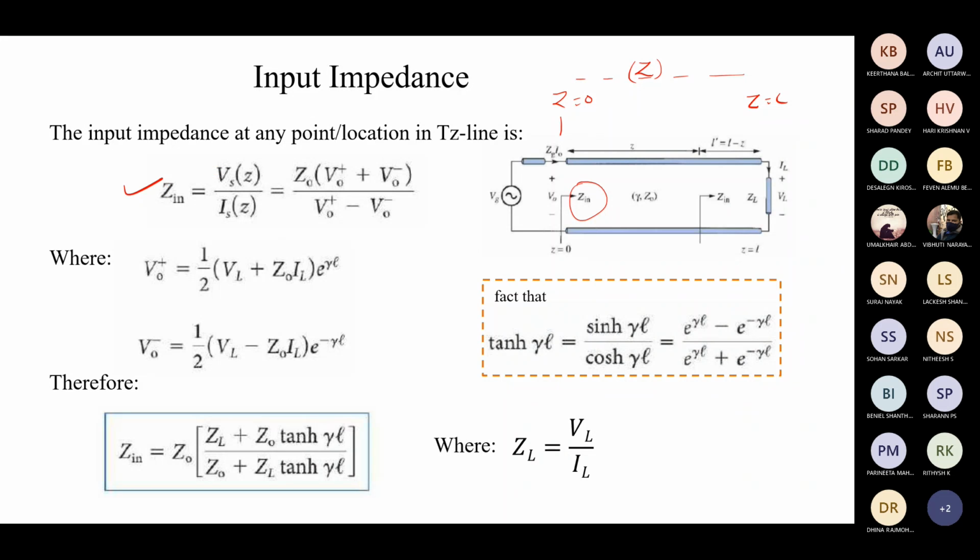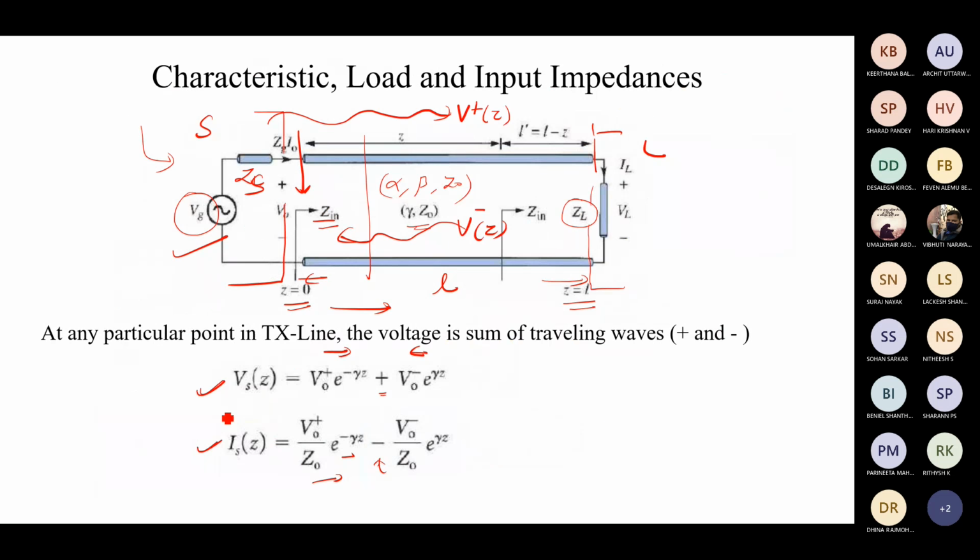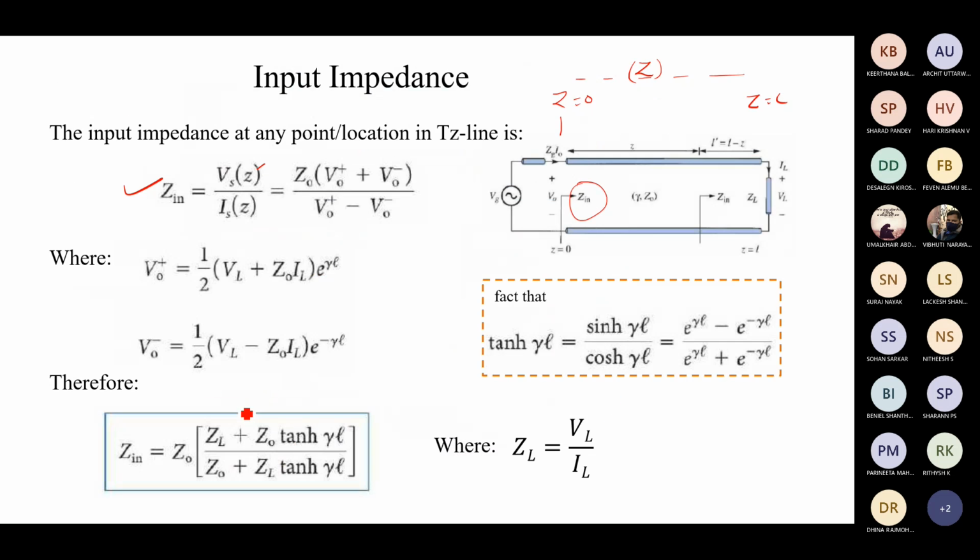We have to calculate the input impedance, which is nothing but the complex ratio of voltage and current at location Z. So at location Z, it is the sum of the incident and reflected components divided by the difference between them. We already know this because this is how it is defined. Thus we are going to add and subtract, so you will get these two descriptions.